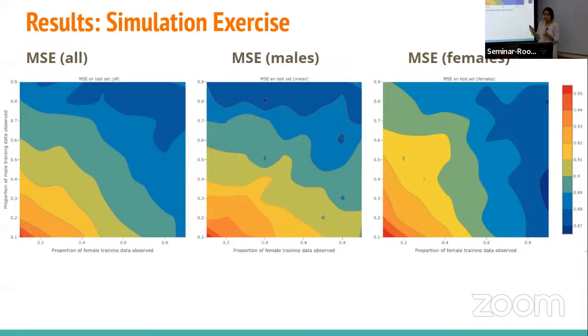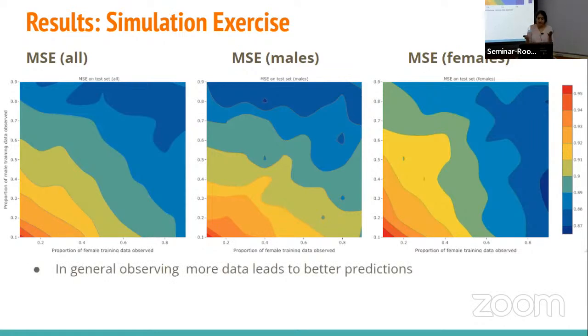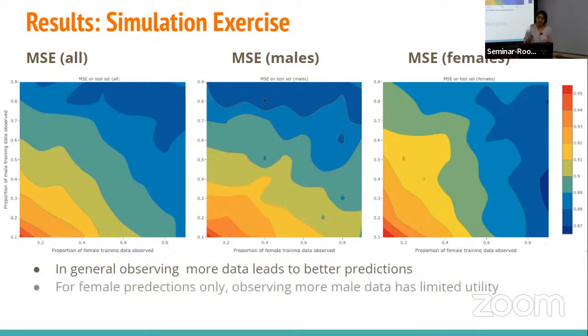So this is something that's been, and actually it's not very apparent here, but even for men, there is some of that happening. So it's becoming a little bit more parallel to the x-axis over here, and here it is getting a bit parallel to the y-axis, right? And so the overall idea here is that in general, observing more data leads to better predictions. However, for female predictions only, if I am interested in female predictions, observing more male data has limited utility, right? And vice versa for male predictions.